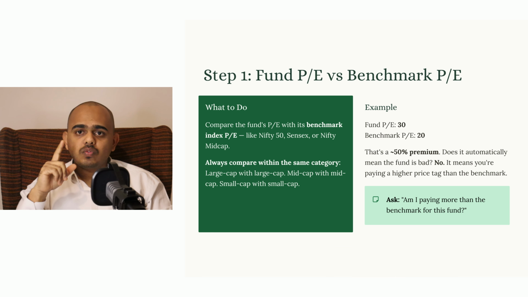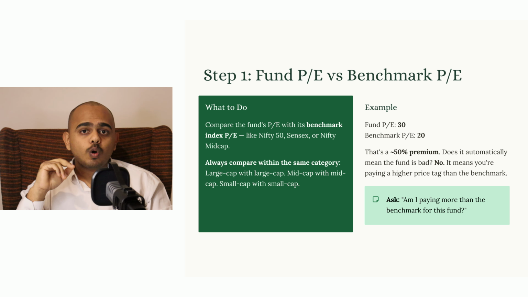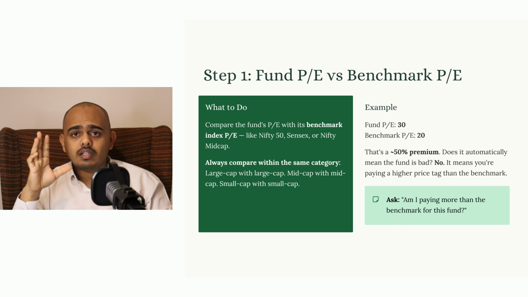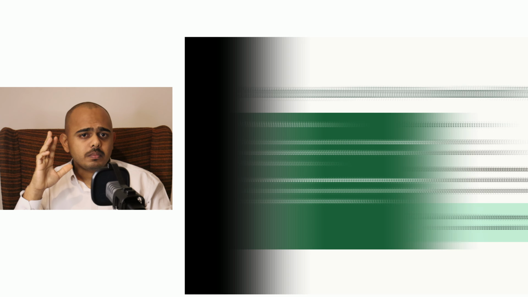Number one, compare the fund's PE with the benchmark. Benchmark means the index the fund is compared to, like Nifty 50, Sensex, Nifty Midcap, Nifty Smallcap, and so on. And compare in the same category: large cap with large cap, mid cap with mid cap, small cap with small cap. Example: fund PE is 30, benchmark is 20. That's a premium of about 50% higher. Does that automatically mean the fund is bad? No, it means you are paying a higher price tag than the benchmark. Ask, am I paying more than the benchmark for this fund?